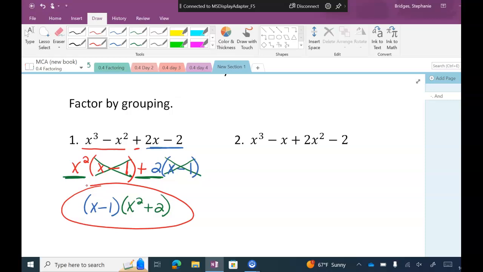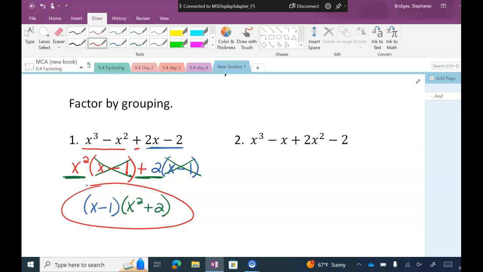Okay, so x minus 1. If we have 2 terms, the only way we can factor is if they're both perfect squares being subtracted, or if they're both cubes. 1 is a square and a cube, but x is not, so it can't break down. And the same thing with the other parentheses. 2 is not a square or a cube.